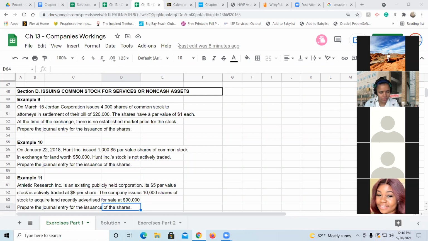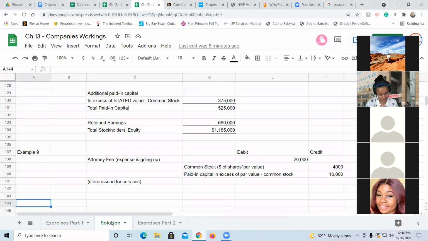Okay, thank you. Okay, no problem. Okay, Scarlett, you're on. Let me get to the sheet here and get myself situated so you can give us the answer.